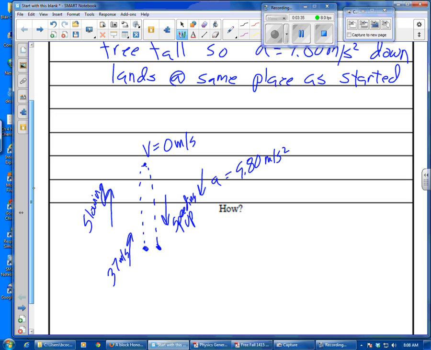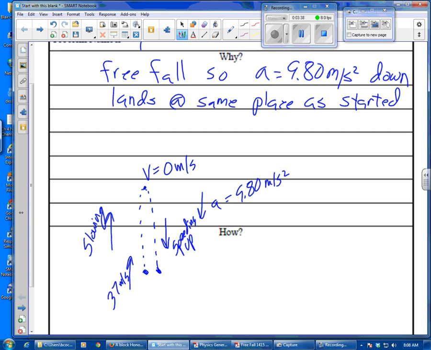Talk to your table group for a second, but if it's accelerating this way the whole time, and it lands at the same place as it started, think about how long it takes to go up compared to the time it would take to come down. So it starts at this high speed, goes to 0, and then comes back down. The whole time its speed is changing at the same rate, at 9.80 meters per second squared. Do you think it's going to take longer to go up than to come down? The same time to go up or come down? Or less time to go up than to come down? Talk to your table real quick, see what you come up with for an idea on that.